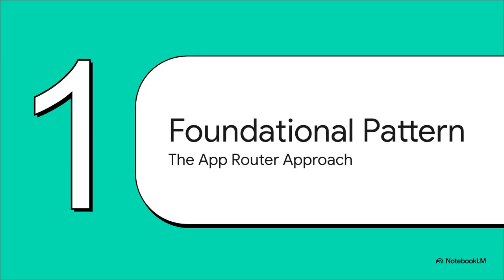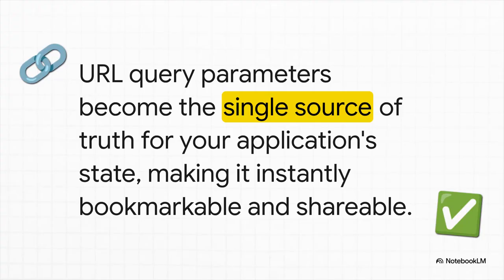Okay, so where do we even begin? Let's start at the foundation, with the pattern recommended by the Next.js team themselves. You can think of this as the official blueprint for making client-side interactions and server-side data fetching work together in perfect harmony. The big idea here is it's actually brilliantly simple but super powerful. The URL, specifically its query parameters, the stuff after the question mark, that becomes your single source of truth for the application state. What that means is the view a user sees is directly tied to the URL, so you can share it, you can bookmark it, and it just works.